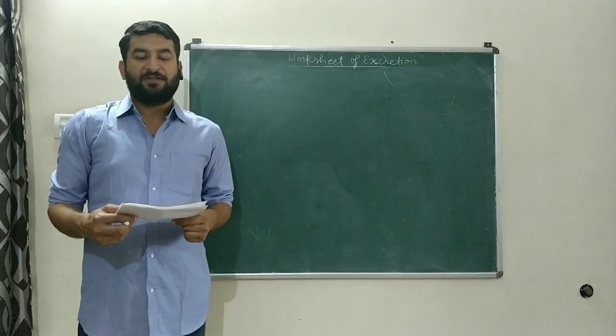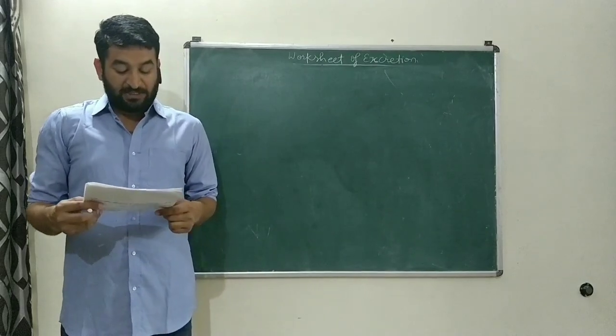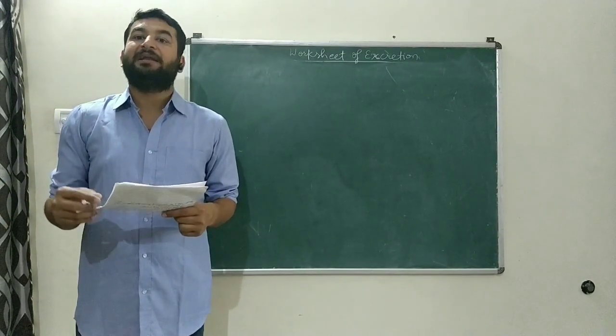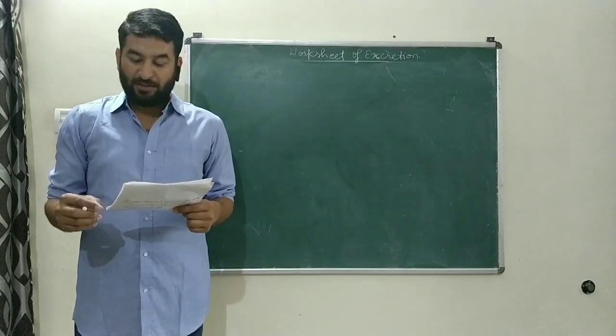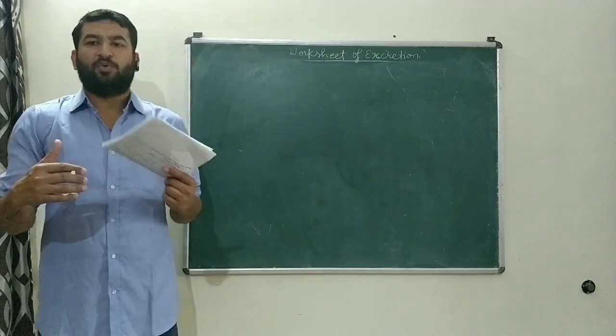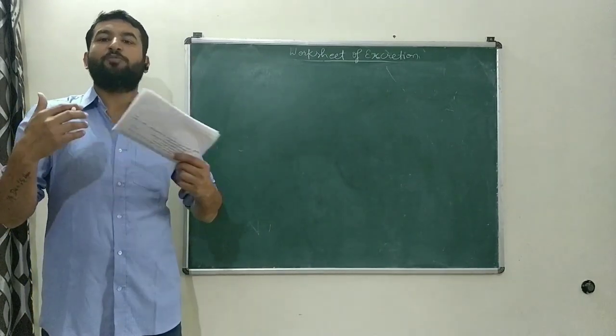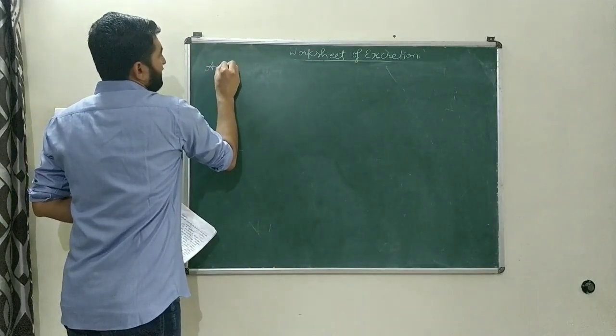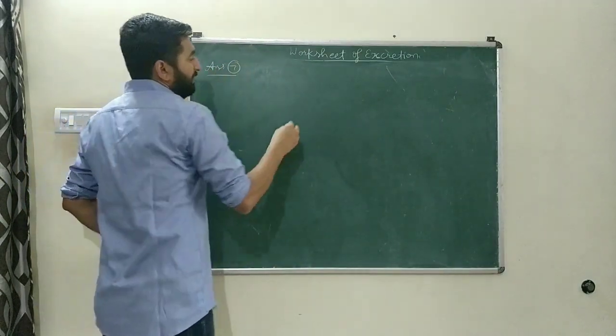Question number 7 is a diagram which says draw a diagram of human excretory system and label on it kidney, ureter, urinary bladder and urethra. Basically the question wants to know about the 4 major parts of the excretory system. So the answer to number 7 is we have to draw a diagram.